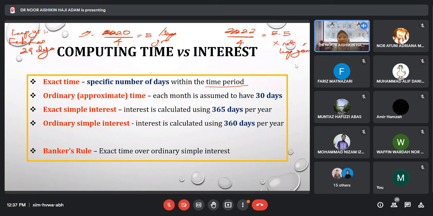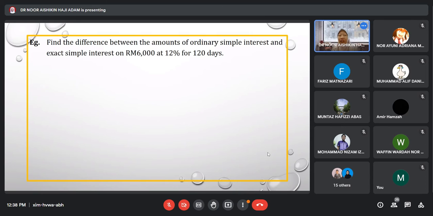Banker's rule is the exact time over ordinary simple interest. So katalah exact time, your exact number of days, you kira-kira, you count the number of days, you get X. And since you divide by ordinary simple interest, so maknanya you divide by 360. Okay? Confused? No. Tak, boleh. Contoh.